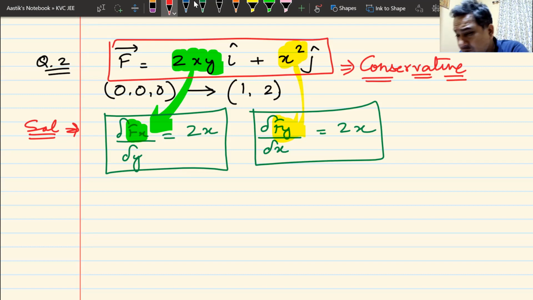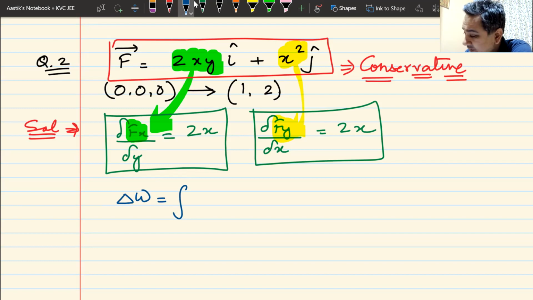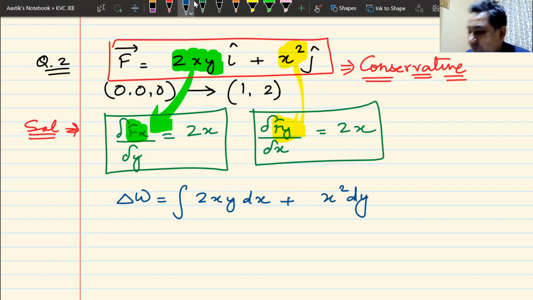Now, if it is a conservative force, then how do I find the work done? First of all, I write the formula. The formula does not change whether it is conservative or not. The formula is Fx dx, so it is 2xy dx plus x square dy. Now I know this is a conservative force. The path is not given, so I don't have any path. Now the problem comes, how do I integrate it? That is a different problem.